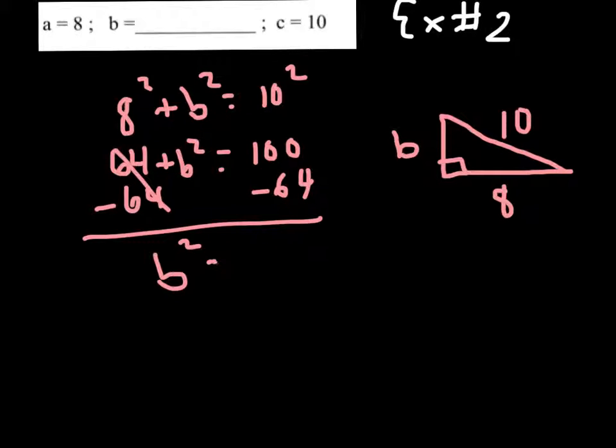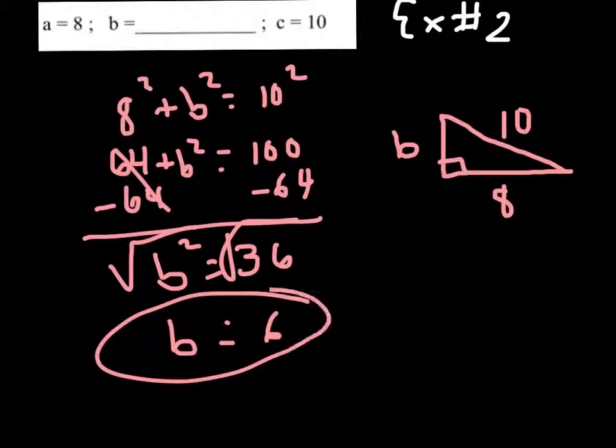So b squared equals 100 minus 64, which gives me a result of 36. So square root, sometimes you do get a whole number. In this case, b is 6. Okay, pretty simple.